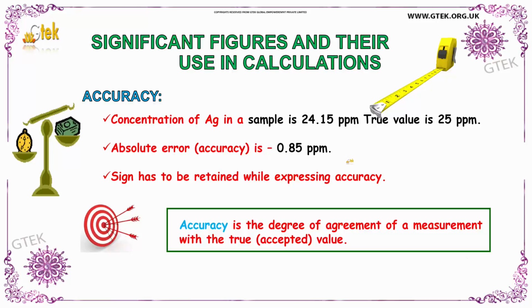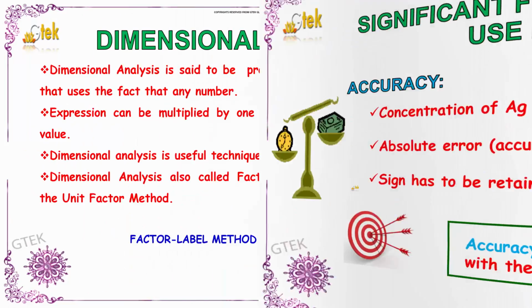The sign has to be retained, it's minus 0.85 while expressing the accuracy. Accuracy is the degree of agreement of a measurement with the true value.